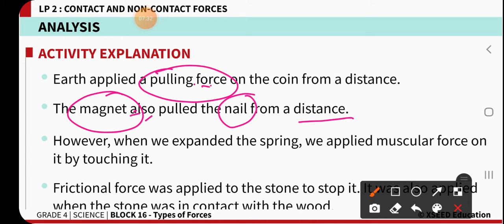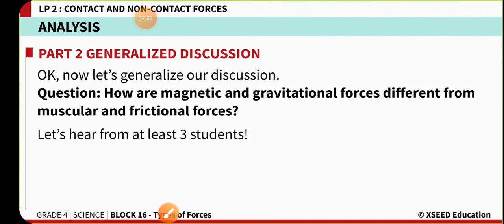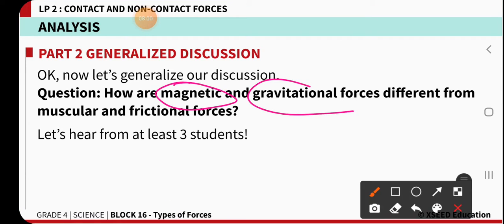When you are explaining about a spring, you are applying a muscular force on the spring so that the size of the spring is decreasing. Yes. Stone and a wooden bark: you are rubbing the wooden bark on the stone. That means wooden bark and stone are in contact. They are in touch with each other, so they come under contact forces. How are the magnetic and gravitational forces different from muscular and frictional forces? Magnetic and gravitational forces are non-contact forces, whereas frictional and muscular forces are contact forces.